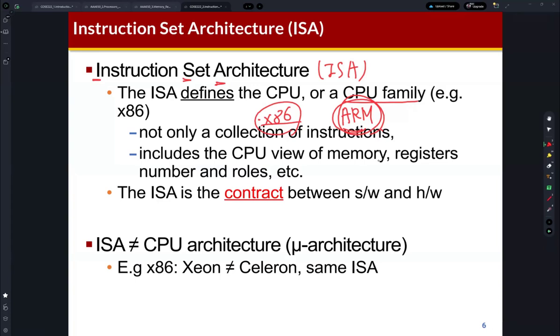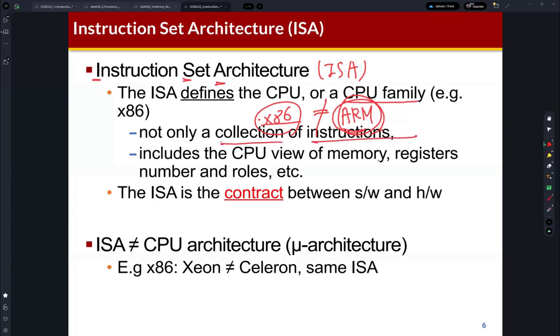An x86 CPU cannot execute ARM instructions because x86 only executes the defined x86 instructions. If x86 receives undefined instructions, the CPU cannot execute them. Do you understand? So ARM processors cannot execute x86 instructions. Okay. So an instruction set is a collection of instructions.